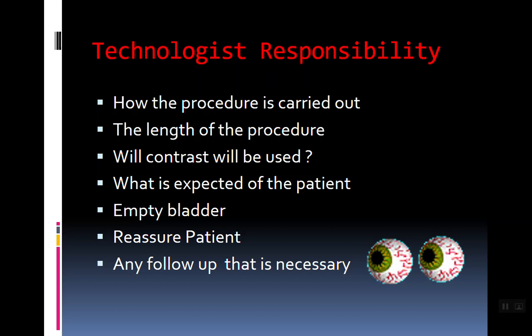It only takes 2 minutes to let the patient run in and out of the restroom, and it could save you a big headache. We always want to reassure the patient that we're going to do the best scan that we can do, but we never want to tell them everything's going to be fine. You're not going to have a reaction to this. You didn't have a reaction last time, because we don't know that.